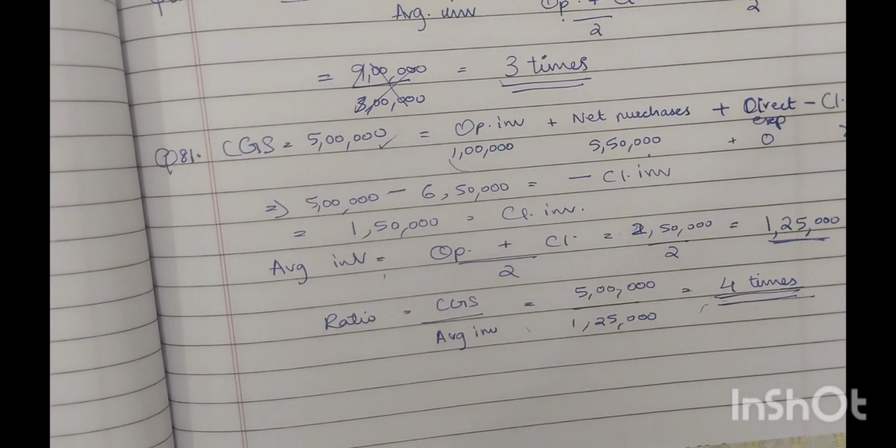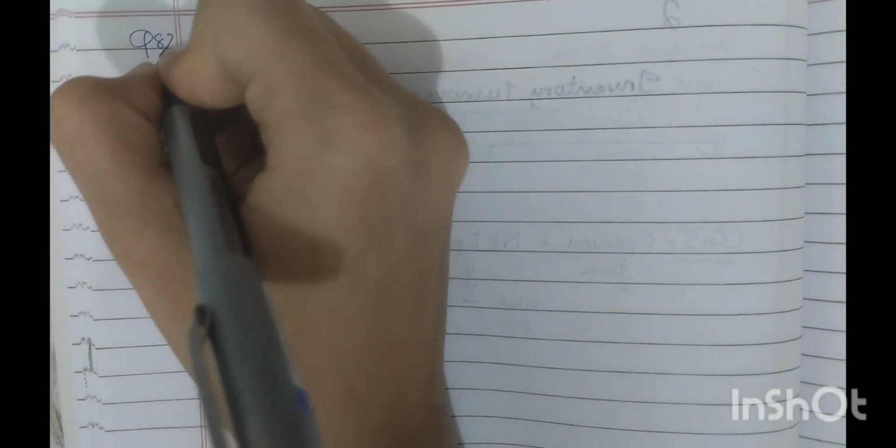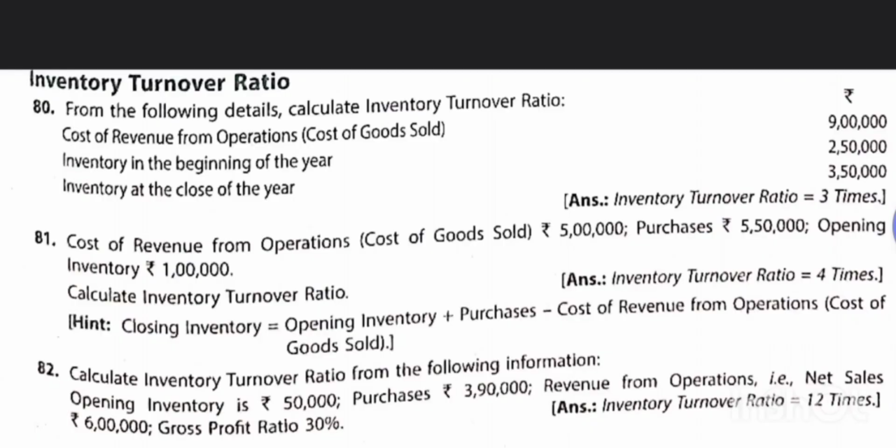Alright, going to the next question. Right, now the next question, question 82. Question 82 states that calculate inventory turnover ratio from the information given. Opening inventory is 50,000, purchases is 3,90,000, revenue from operations, that is net sales, is 6 lakh. Gross profit ratio is 30%. So they've given us a lot of information here.